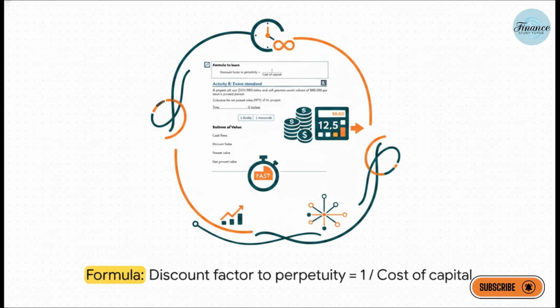That's it. So if you have a project that generates $40,000 every single year forever and investors expect an 8% return, you just divide 1 by 0.08. That gives you 12.5. Multiply your $40,000 cash flow by 12.5, and boom, your present value is $500,000. It's an incredibly powerful and super fast exam technique.